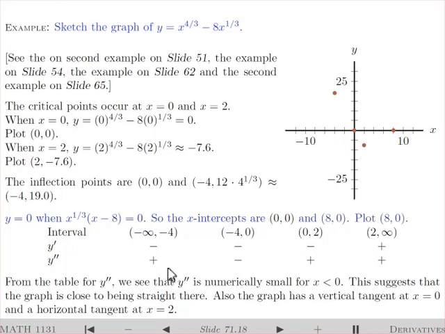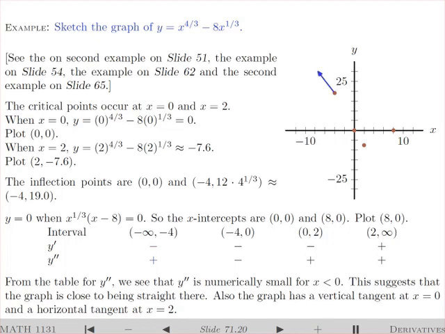For y prime, we know it's negative from negative infinity to 2 and positive from 2 to infinity. And y double prime is positive from negative infinity to -4, negative from -4 to 0, and again positive from 0 all the way to infinity. Now let's make use of this. In the first interval, negative infinity to -4, y prime is negative, y double prime is positive. So the function is decreasing and concave up.